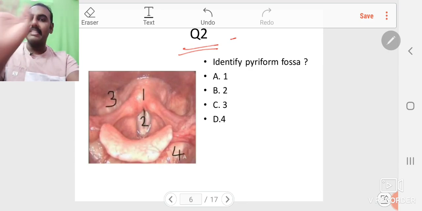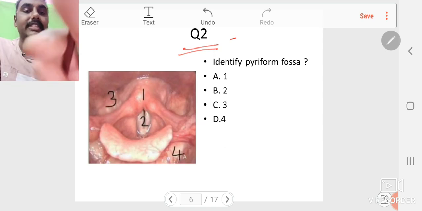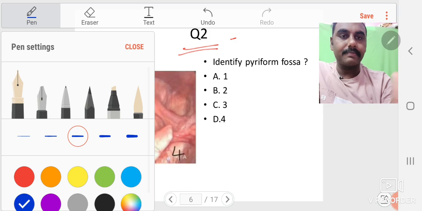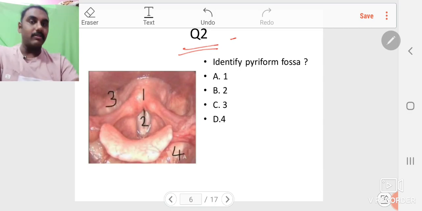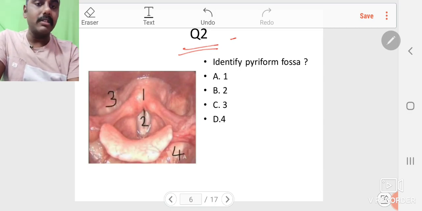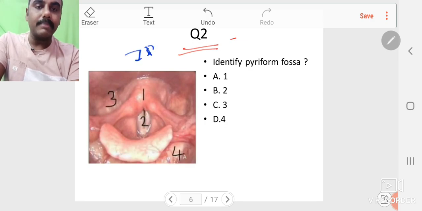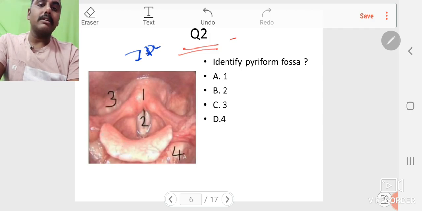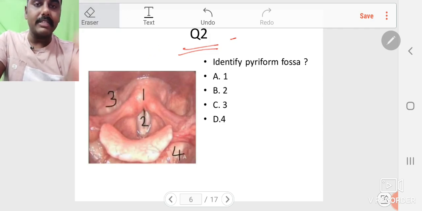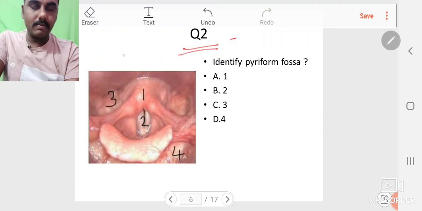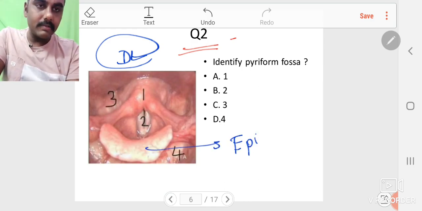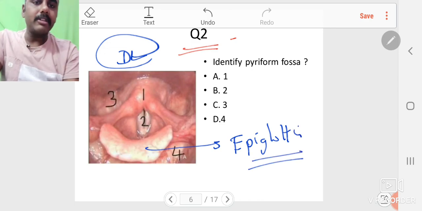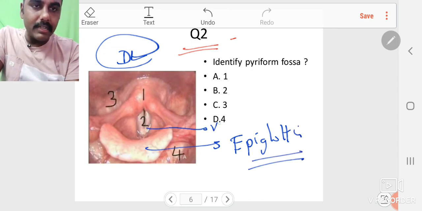So where is the pyriform fossa? Simple. Just imagine this picture, which was about to be given. This is not the exact picture they gave. This is a direct laryngoscopic picture. This one is the epiglottis, and this one is a vocal cord.